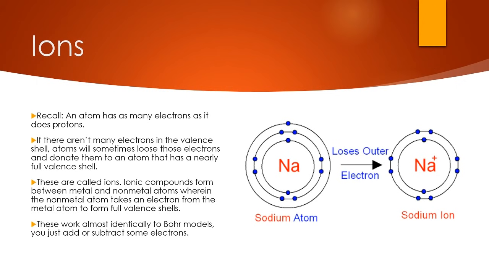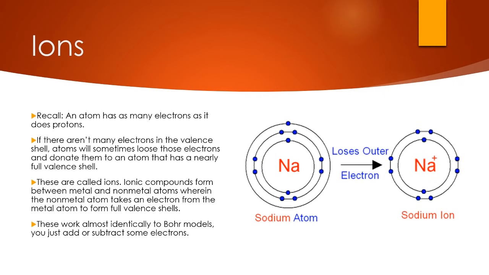Okay, so the process would be identical to what you did previously with Bohr models, but at that last step you would remove 1 or add 1. The tricky part is that because an electron is negatively charged, when we remove an electron, we show a positive sign. So Na positive is a sodium atom that has lost 1 electron.